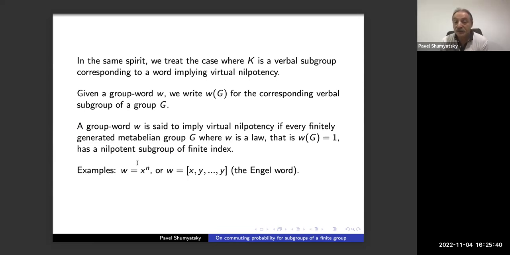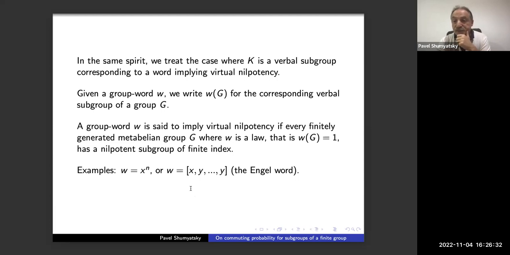There are many words of this kind. In particular, the power word x to the n of course implies virtual nilpotency because a finitely generated metabelian group of exponent n is finite, so it has a nilpotent subgroup of finite index. What is less obvious, every Engel word also implies virtual nilpotency. This is because by a result of Karl Gruenberg, every finitely generated soluble Engel group is nilpotent. Actually, we don't even need an Engel group, just an unboundedly Engel group. A finitely generated soluble Engel group is nilpotent.